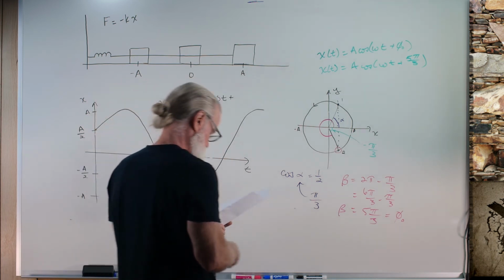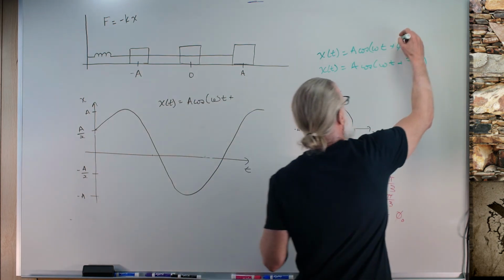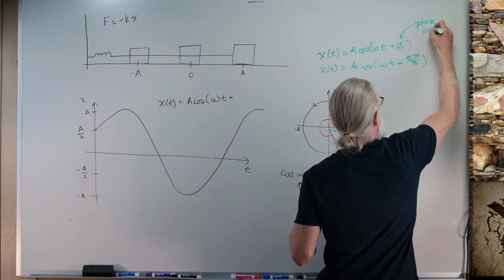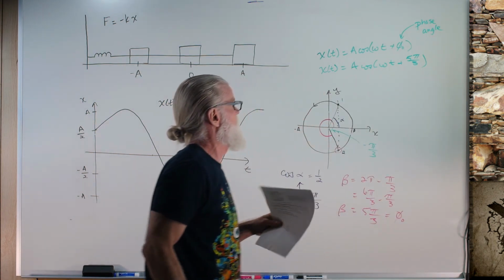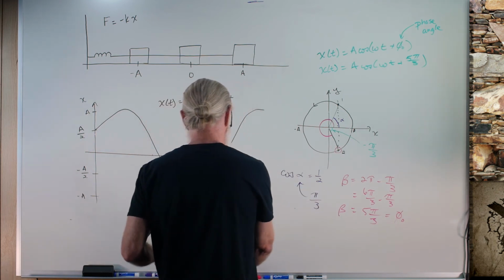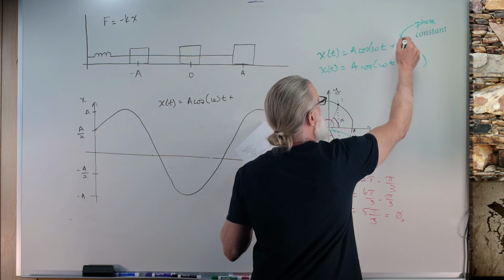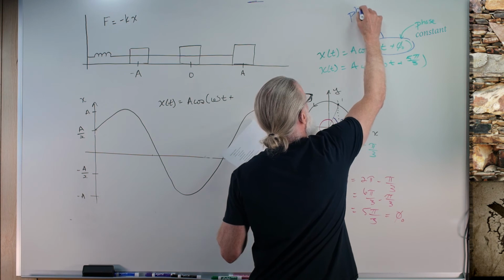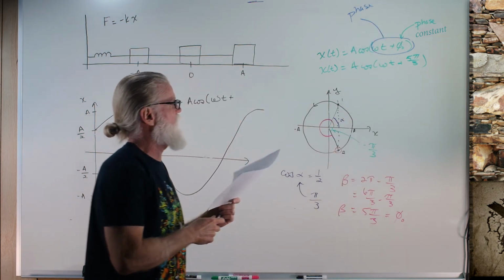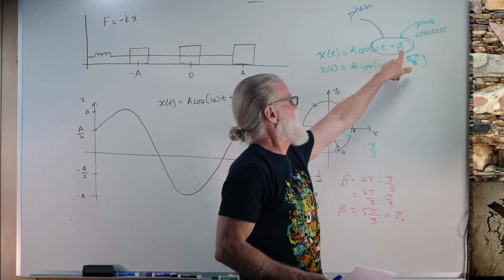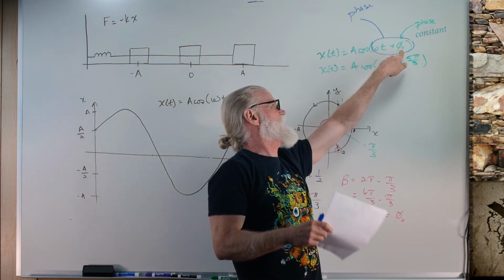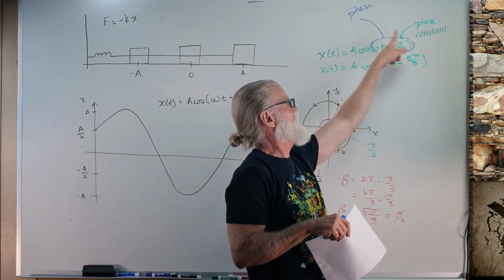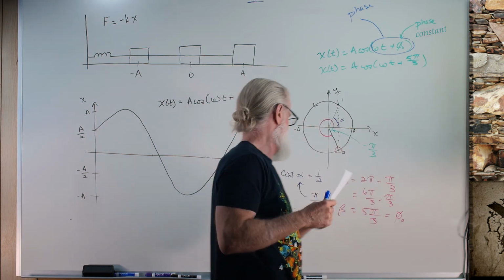So this is called the phase constant. That's the phase constant. Now, the whole argument is called the phase. This is the phase constant, the phase at time t equals 0, and the whole thing is the phase at any given point in time.